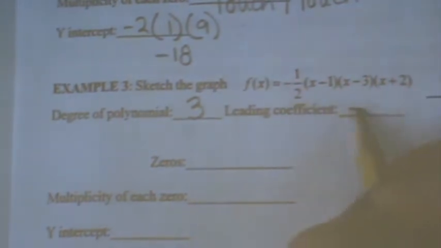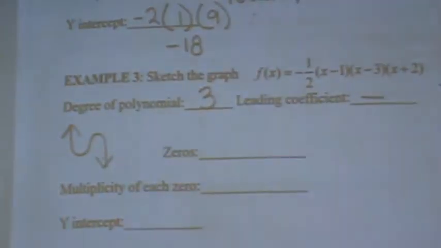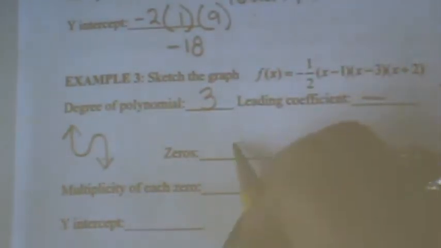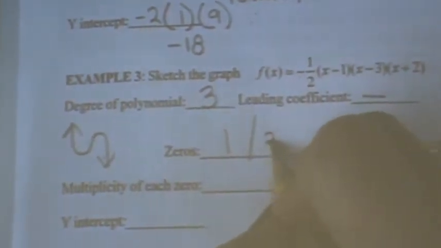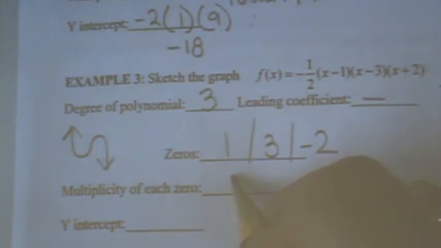Is the leading coefficient positive or negative? Negative. So now I know this is my shape. The left side will go up and the right side will go down. The zeros in order are 1, 3, and negative 2. And since they're all odd, it's going to cross through all of them.